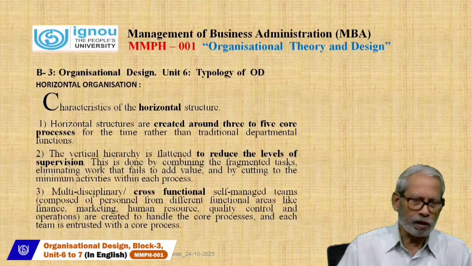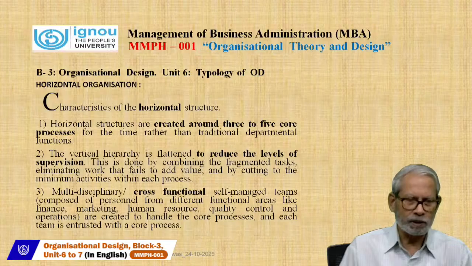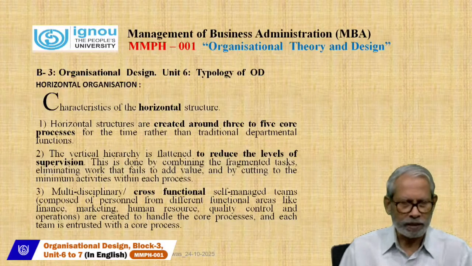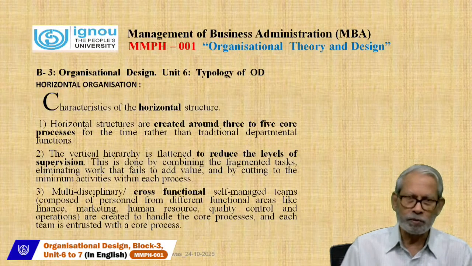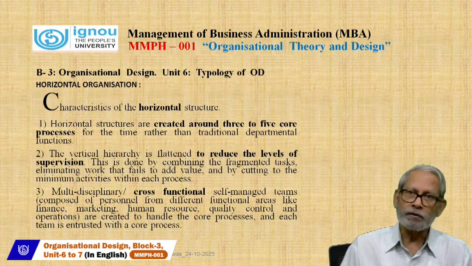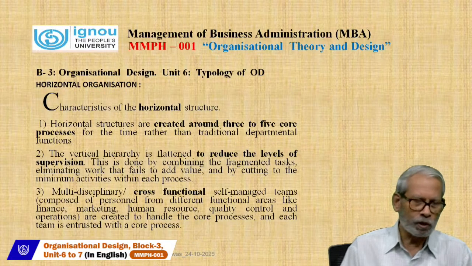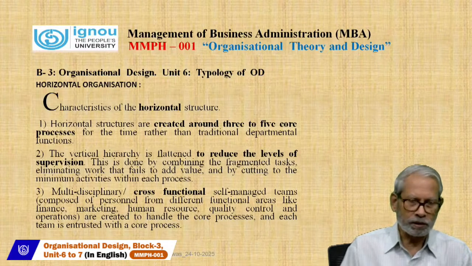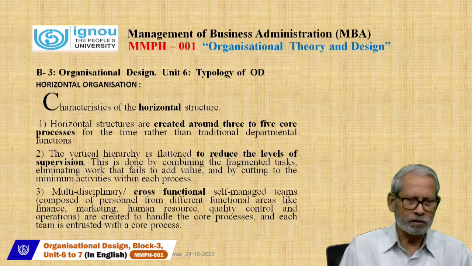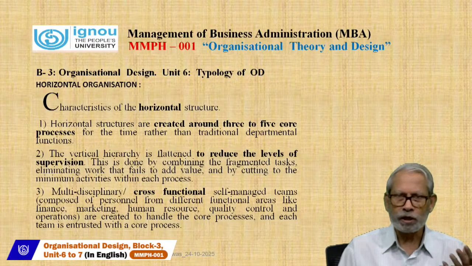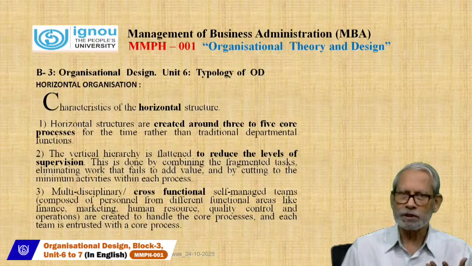Cross functional, multidisciplinary: the self-managed teams are composed of personnel from different functional areas, like finance, marketing, human resource, quality control and operations, created to handle the core processes, and each team is entrusted with a core process. So this type of thing is a horizontal type of structure.